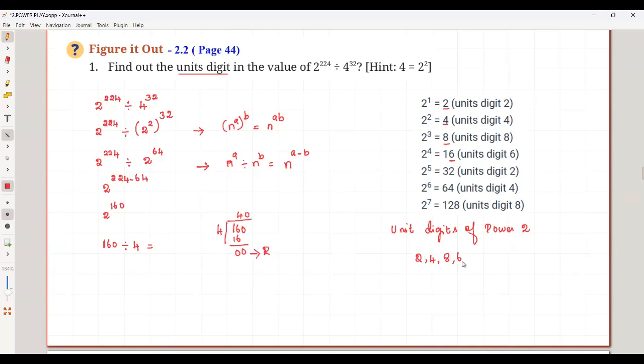That means the answer should be the last. As remainder is 0, we'll be getting the answer as 6. 160 divided by 4 is 40, with remainder 0. Therefore, they are asking the unit digit. Therefore, the unit digit will be 6. Unit digit of 2 power 160 is equal to 6 is the answer.